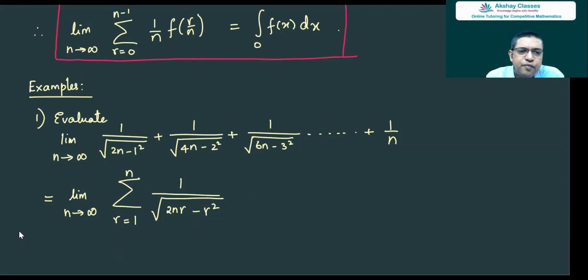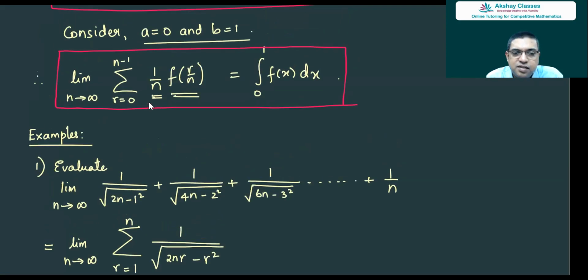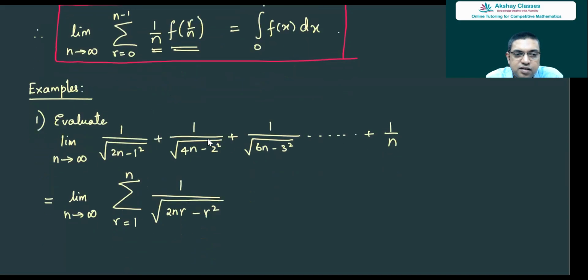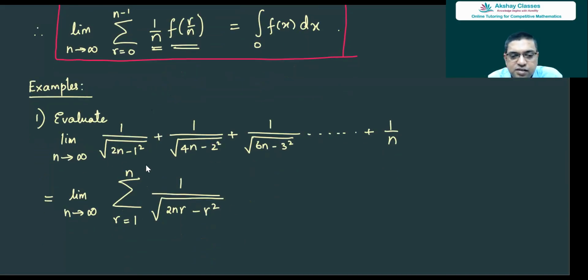Now, we have to get a function in this form: 1 by n and f of r by n. So now you observe this. Can we do this here? Then we'll look at this. Can we do this? 1 by n I need. So I don't have it readily. What I'll do, I'll multiply and divide by n.